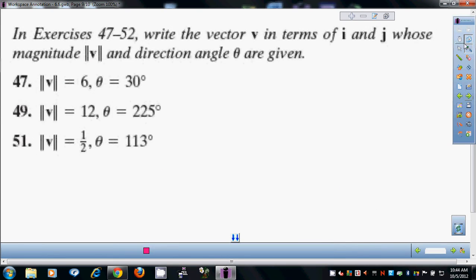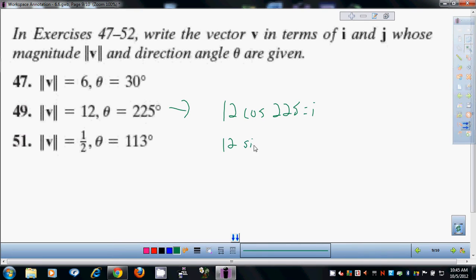All right. So they give you the magnitude and the direction, and they want you to find the i's and j's. This is exactly like converting polar coordinates to rectangular coordinates. You're going to take, let's look at 49, your magnitude, cosine of your angle equals your i value, magnitude, sine of your angle equals your j value. Make sure you're in degree mode. Somebody punch those in for me, making sure you're in degree mode, please.